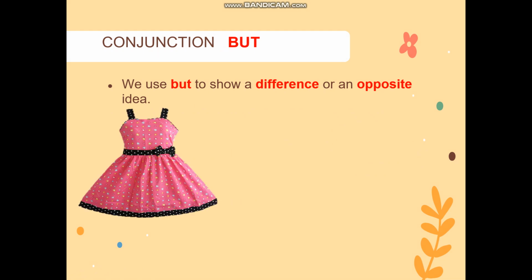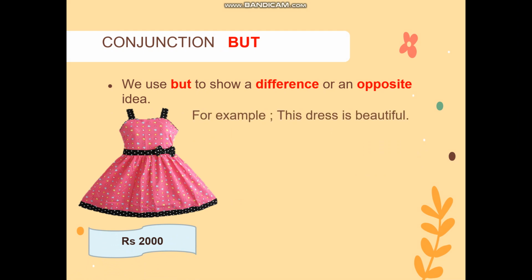Like for example, you can see this dress. This dress looks very pretty. Yes, pink color, pretty dress. And what is the cost? Rupees 2000. Oh my God. So, we can say that this dress is beautiful. Yes, this dress is beautiful. But this dress is costly.